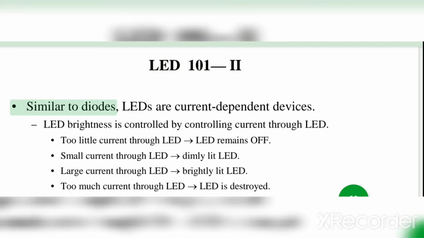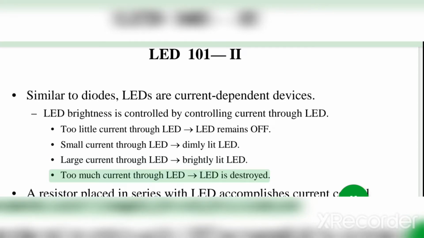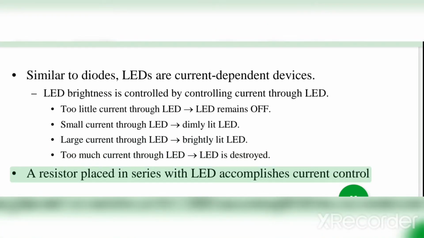LED 101-2. Similar to diodes, LEDs are current-dependent devices. LED brightness is controlled by controlling current through the LED. Too little current through the LED, it remains off. Small current through the LED, a dimly lit LED. Large current through the LED, a brightly lit LED. Too much current through the LED, it is destroyed. A resistor placed in series with the LED accomplishes current control.